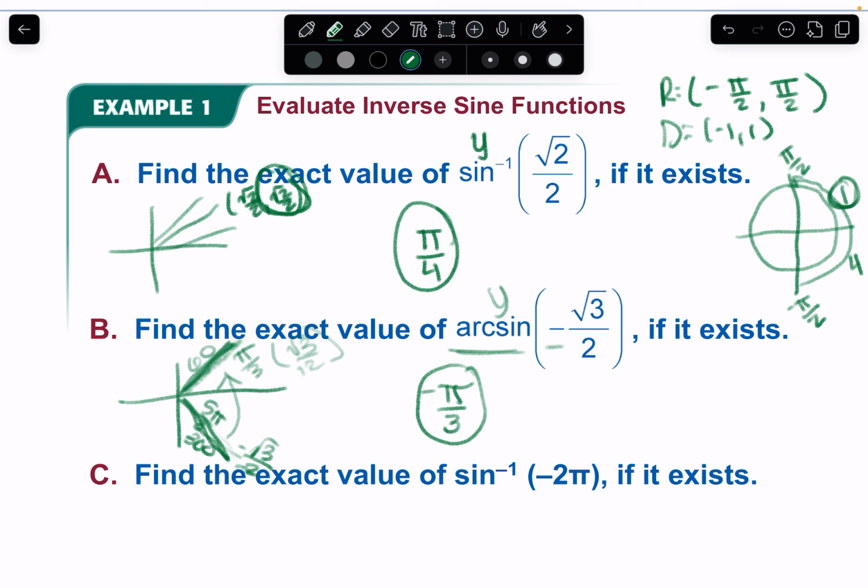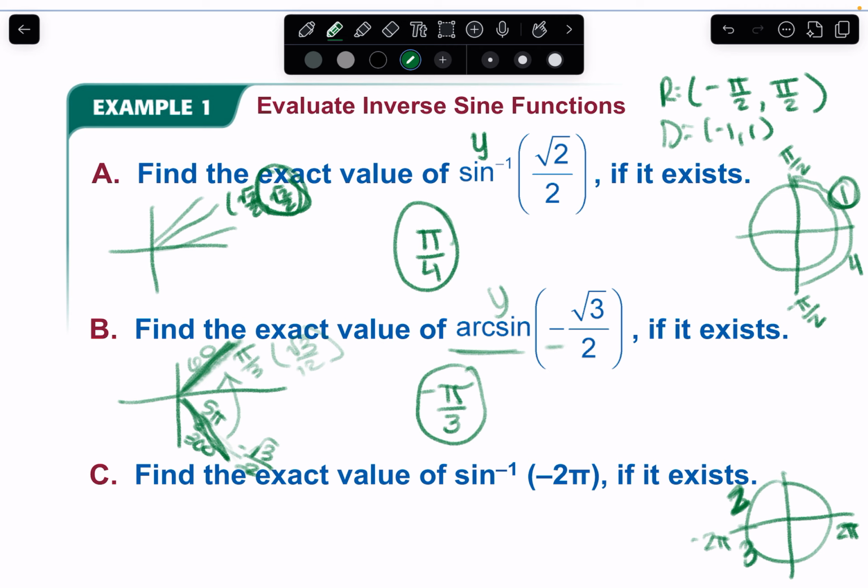So your last example is asking you to find the exact value of negative pi over 2. This one's relatively simple. Is there a negative pi over 2? So there is a positive 2 pi here, which means the negative 2 pi would reflect over and be on this side. If it is on this side, it would be between quadrant 2 and quadrant 3.